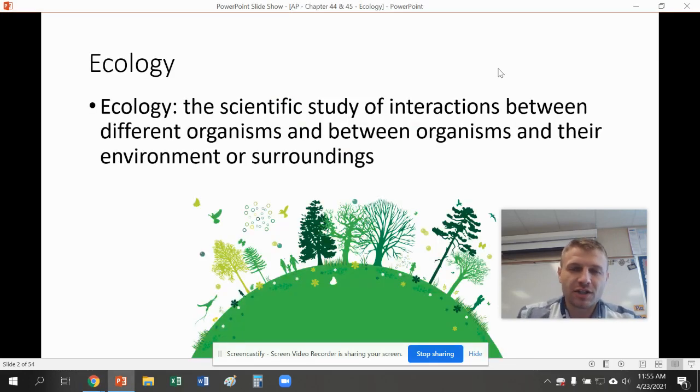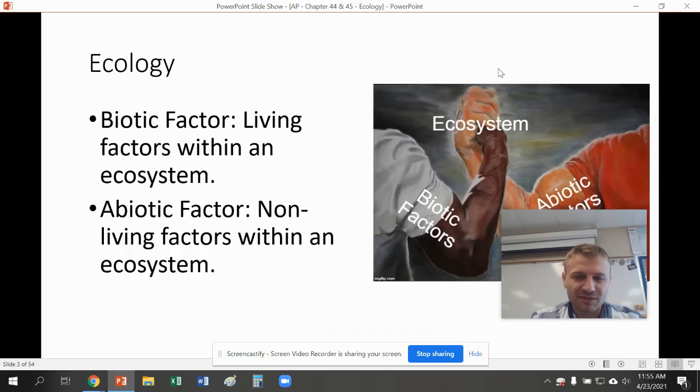All right, so ecology. This is just the scientific study of the interactions between the species and organisms within an ecosystem and the abiotic, or non-living, surroundings, and just everything that goes on, every relationship between these species and the environment. That's what ecology is. So basically, we're just looking at the environment.